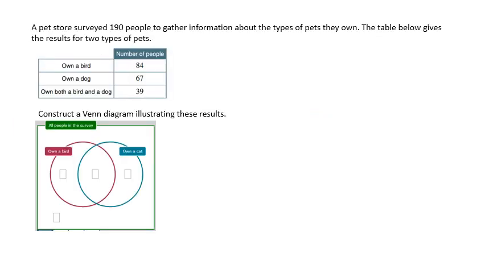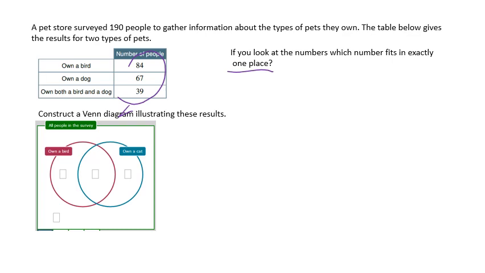Okay, read the problem. Try to work it out. Play the video, and we'll compare answers. So you have a survey of 190 people. We gathered some information regarding what they own, a bird or a dog. Now notice the Venn diagram says cat, so the cat circle is really a dog circle, okay? So we have our information here, and we need to construct this Venn diagram, and our first step is to find the numbers which fit in exactly one place.